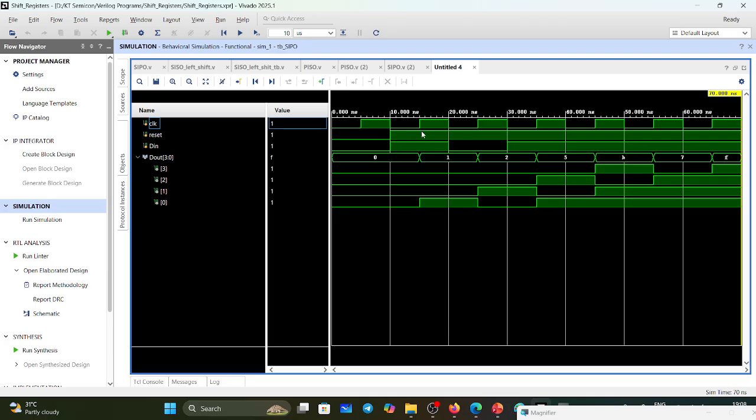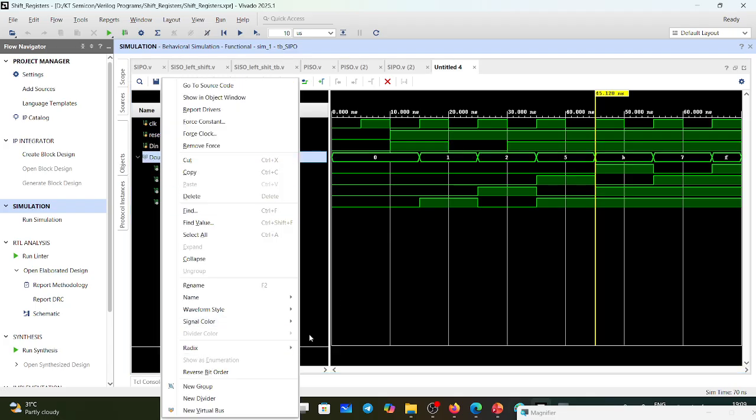When reset equal to 1, during the positive edge of clock, first data, so first data means this 0 will be loaded. Okay, again second, so like 0 1 0. Second will be loaded, and 5, 1 0 1, and B. So like this it will be loaded, and after that you are getting 1 2 5 B. These are the values. Okay, right click, and I want to see in binary.